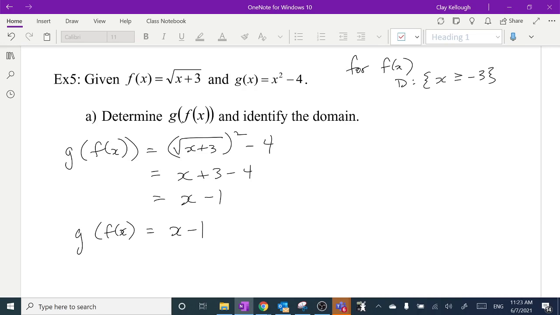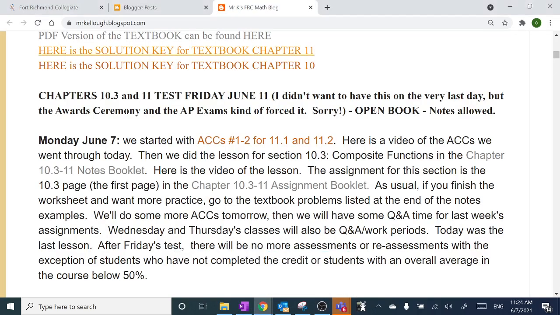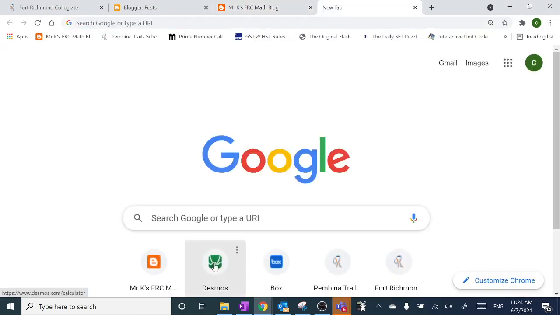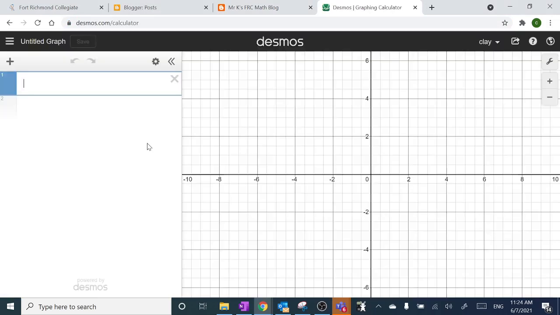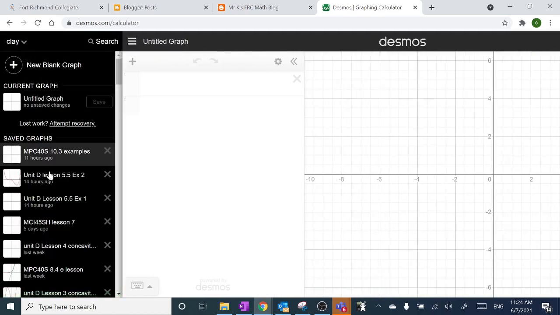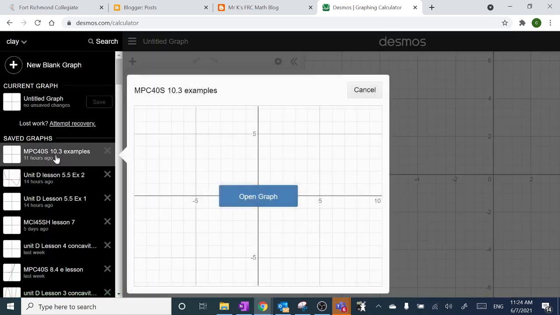Now I'm going to do that by showing you what this looks like on Desmos. So let me see. I had Desmos open earlier, but I think I closed it. I did, like a fool. All right, Desmos, open up. Are you going to be logged in as me? Yay, it's still me. So let's see. I had these worked out already. There it is, 10.3 examples.